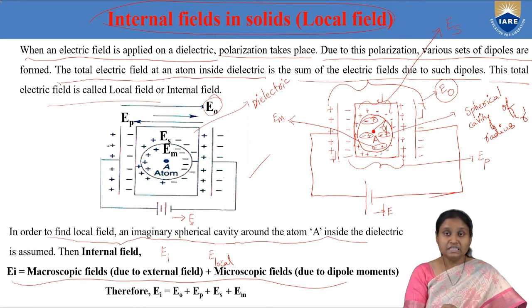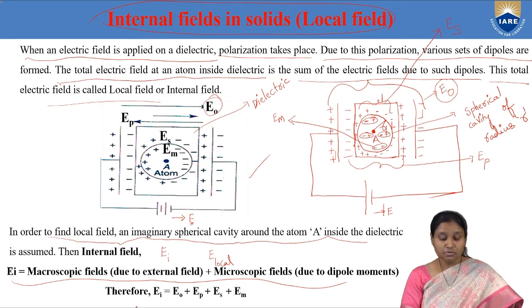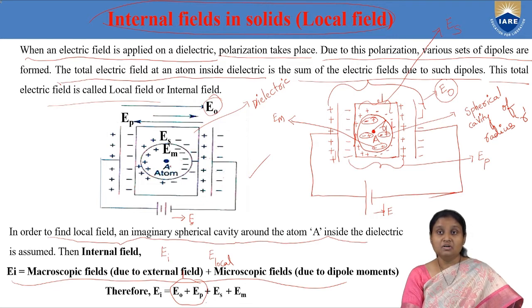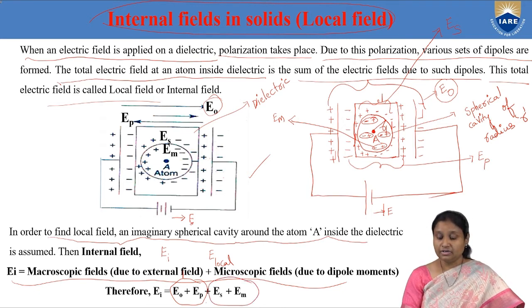So of the four fields which we have discussed just now, which fields will come under macroscopic fields? We know E naught and EP. What are E naught and EP? E naught is the electric field at point A because of charges on the capacitor plates. EP is the electric field due to polarized charges on the plane surface of the dielectric. So their combination will give you macroscopic fields, and the second one is microscopic fields that are due to polarized charges on the sphere and because of dipoles or molecules that are present inside the sphere. So they are given by ES plus EM. So this is our internal electric field.